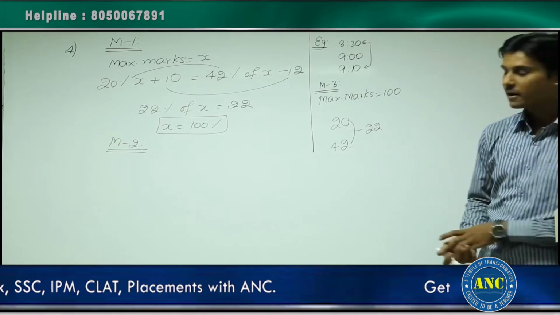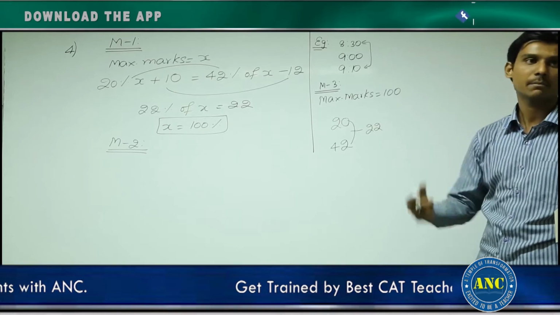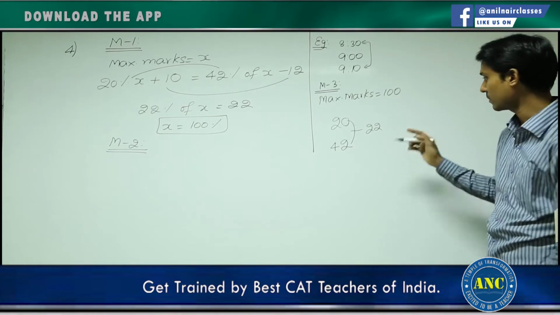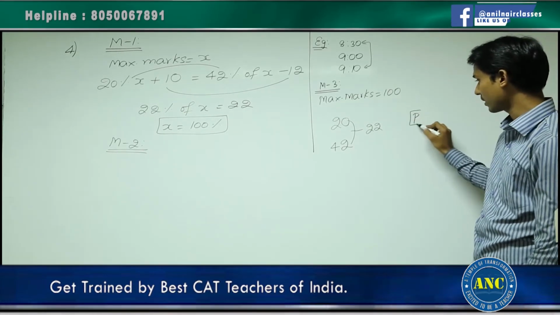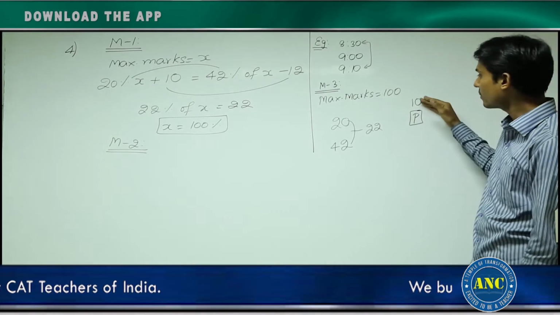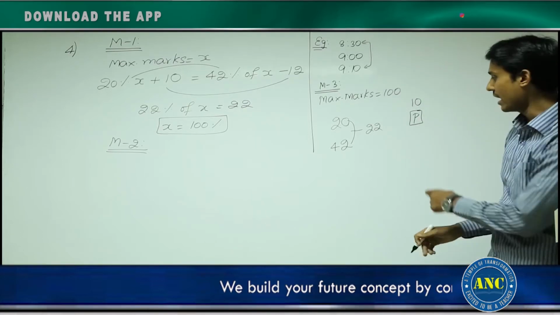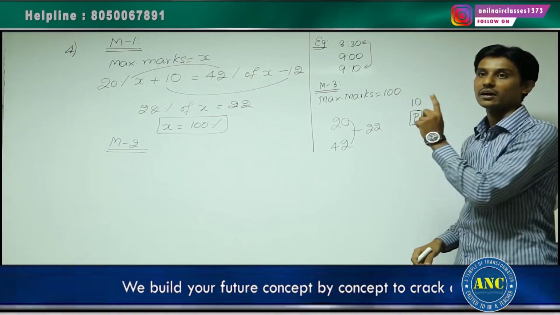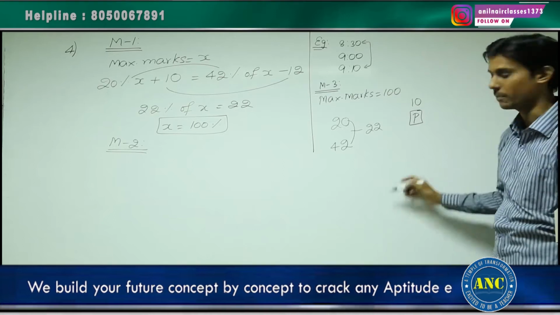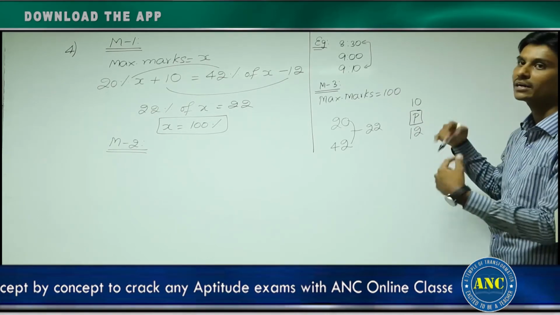But what they are telling, the person who is getting 20% of the marks, he is failing by 10 marks. That means if this is the passing mark, he is failing by 10 marks. Failing by 10 marks is something like 10 minutes early. And another person is getting 12 marks more than the passing mark. He is 12 minutes late.